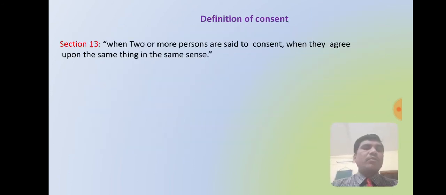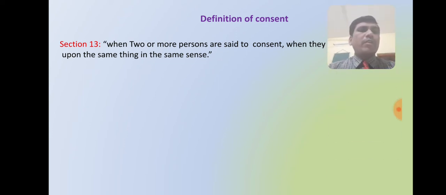Friends, now we will discuss the definition of consent. Section 13 provides the definition of consent. Two or more persons are said to consent when they agree upon the same thing in the same sense. This is a very important point: according to section 13, every party entering into an agreement must have an understanding between them that they agree upon the same thing in the same sense. Whatever one party wants to give, the same shall be accepted by the other party. It is called the same thing in the same sense.